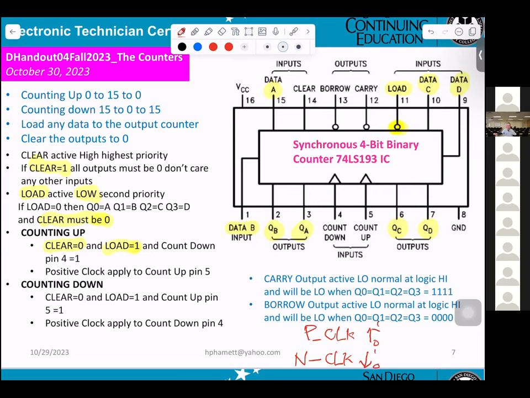Okay? So you want to count up, you have to apply the clock to pin number 5. And pin number 4, countdown must be one. That's what they're telling you. Okay? And if you want to count down, the opposite will be, clock will be applied to pin 4. And pin 5 must be one.